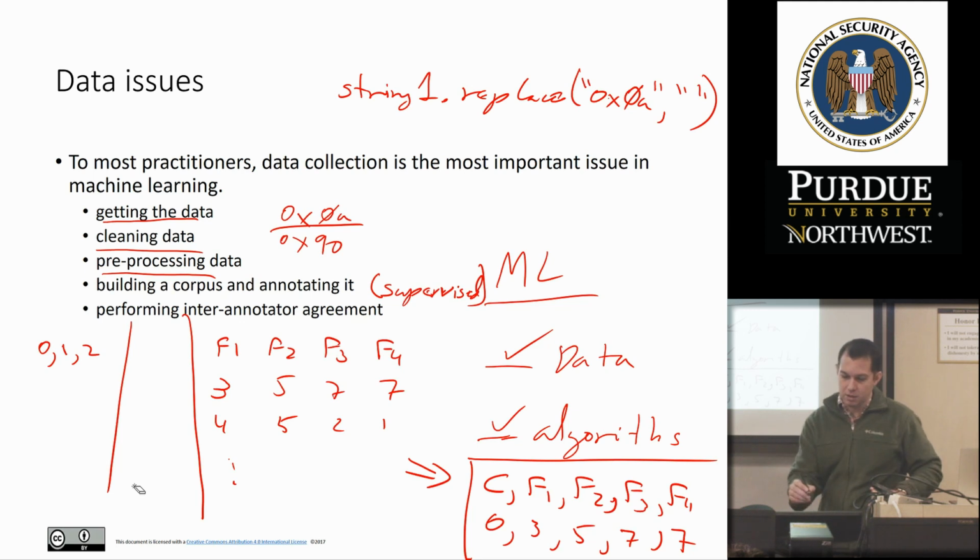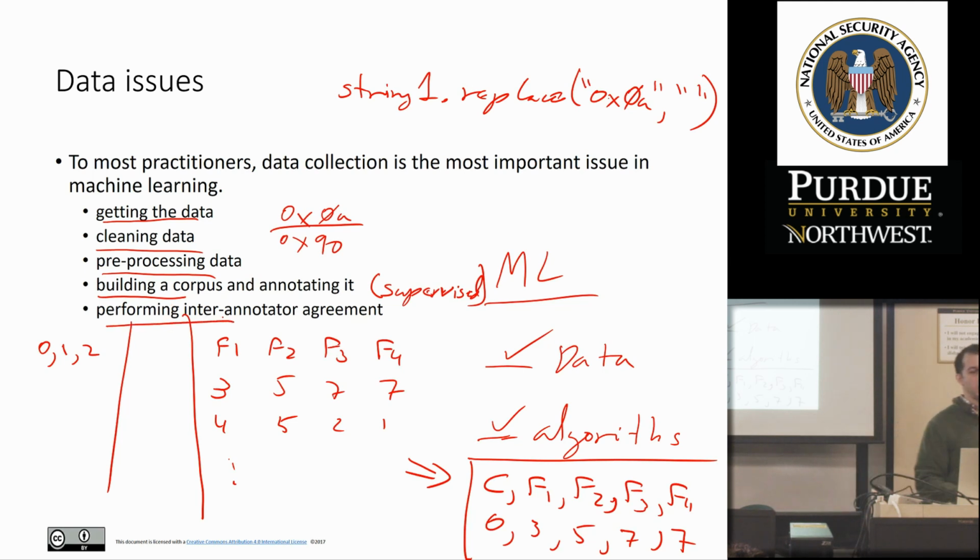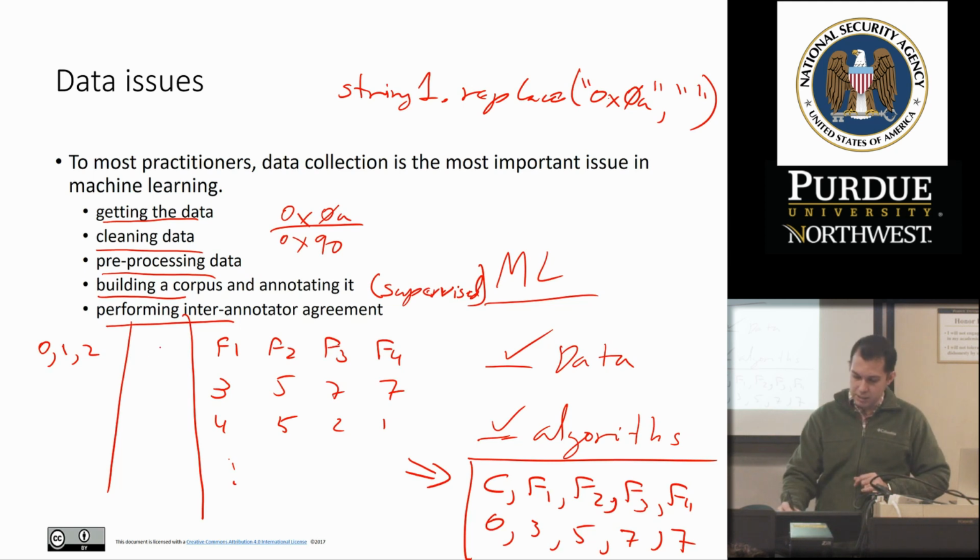All right, so that's building a corpus, and then the last part is performing inter-annotator agreement. Inter-annotator agreement relates to when, so now let's look at this example.